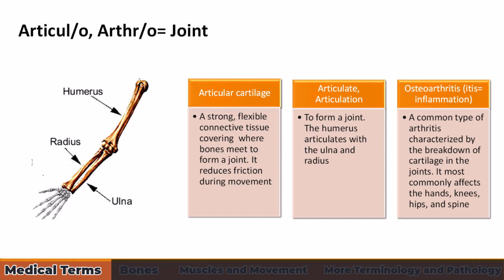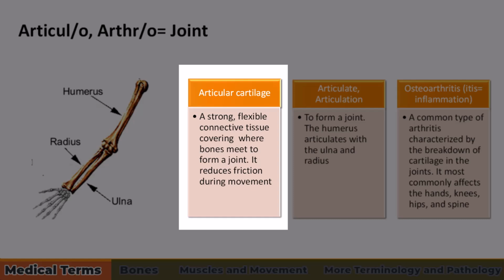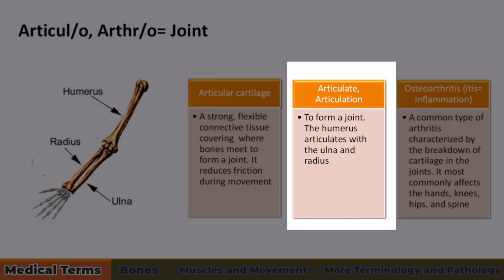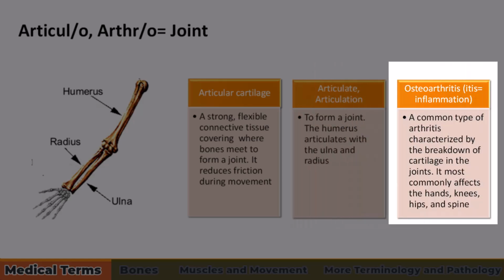Articulo and arthro mean joint. Related examples include articular cartilage, a strong, flexible connective tissue covering where bones meet to form a joint. It reduces friction. Articulate, to form a joint. In this image, the humerus articulates with the ulna and radius. Osteoarthritis. This type of arthritis is characterized by the breakdown of cartilage in the joints.